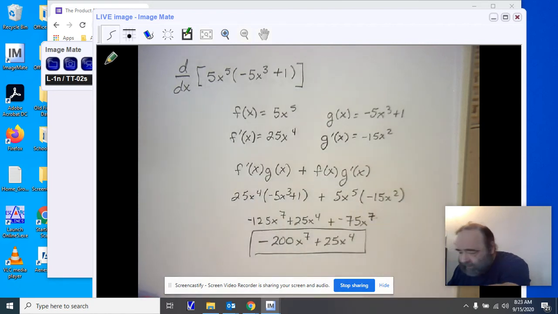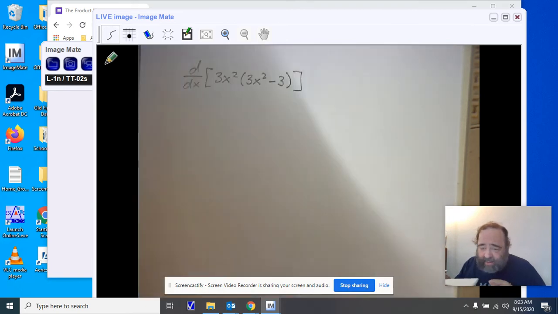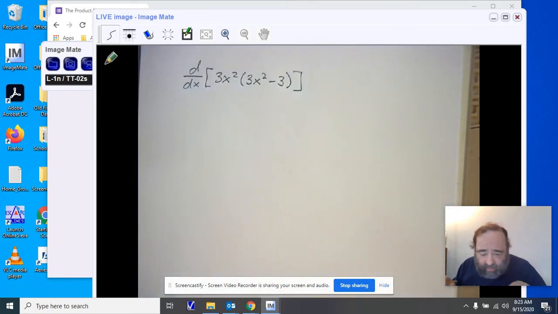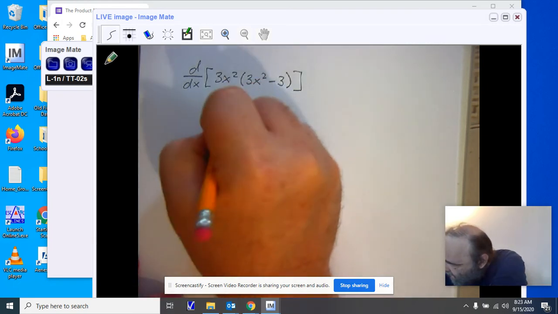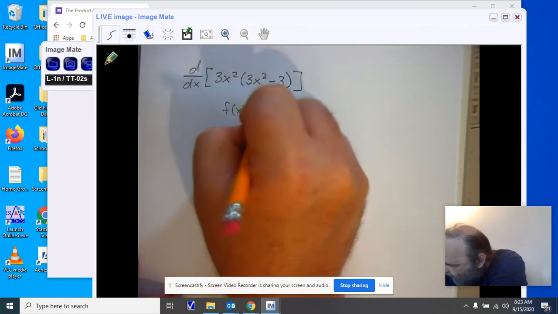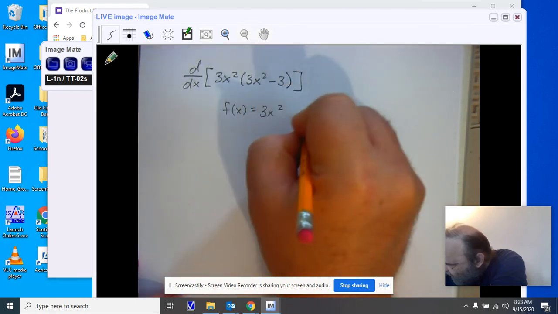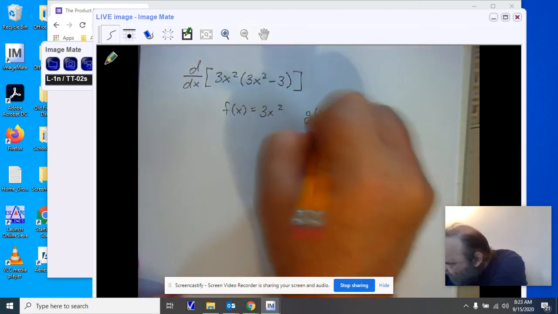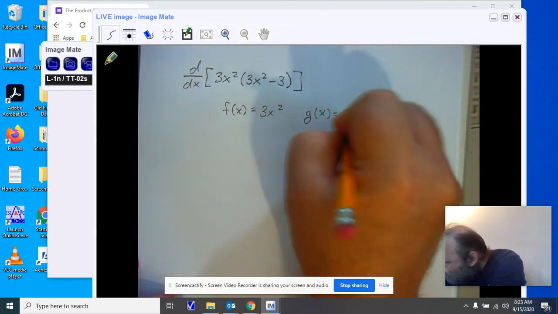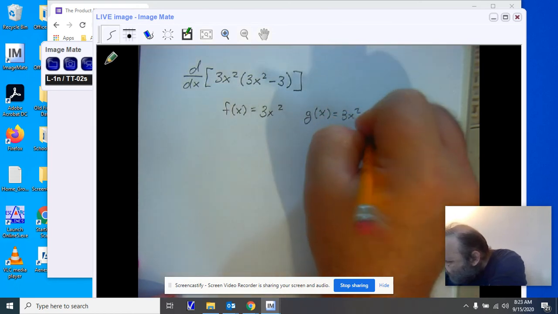This is our derivative. The second example that I have for us to look at today, prior to you doing some practice on your own, is this one here. Now we're going to follow the same steps. I'm going to let f of x equal the 3x squared. I'm going to let the g of x equal the 3x squared minus 3.